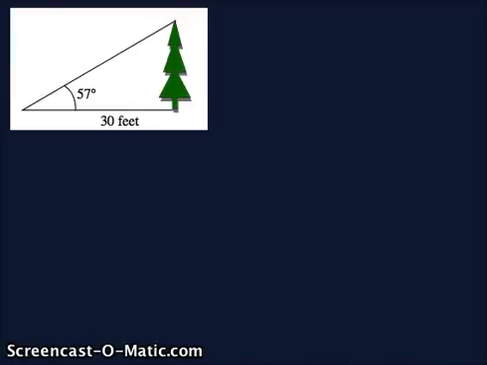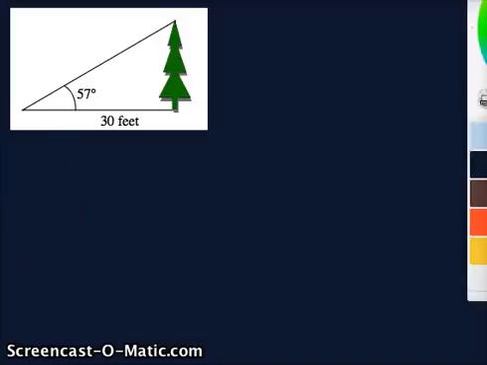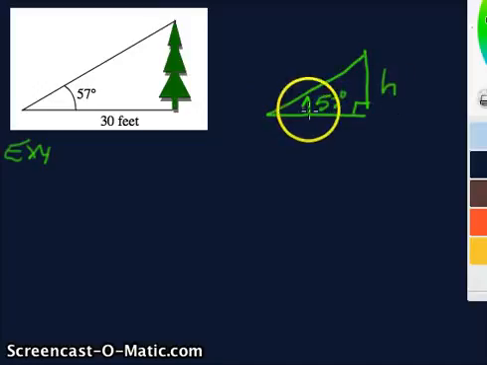Okay, so let's look at this example 4. It's a question about a height of a tree. Let me pick a different color here. And the question is, I'm 30 feet away from a tree and I'm measuring up at an angle 57 degrees to the top of the tree. That's called an angle of elevation. So again, I'm going to draw this triangle myself. This angle is 57 degrees. The height of the tree I don't know, but this is 30 feet.